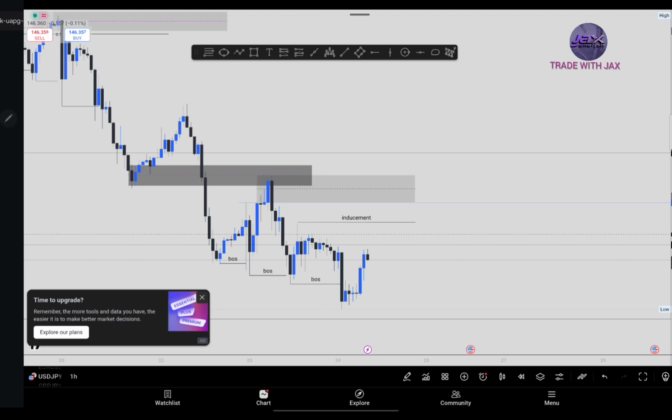For example, this chart is USD JPY. The USD is the base currency. The first currency in the comparison is the base currency, and the last one is the quote currency.